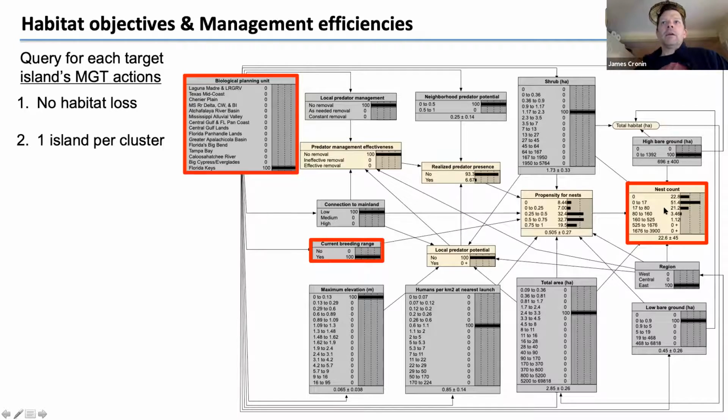All right. There are two additional constraints that we put in here. We didn't allow for habitat loss. So if the model returned, say, that we had to get rid of high bare ground and the island already had it, or we had to get rid of low bare ground and the island already had it, we didn't allow that to happen, because those habitats can be important for other species. And then we limited the number of islands to 1 island per cluster, because we thought that managers, at least as a first step, might want to focus on management actions spread across their biological planning unit, say maybe for metapopulation reasons.